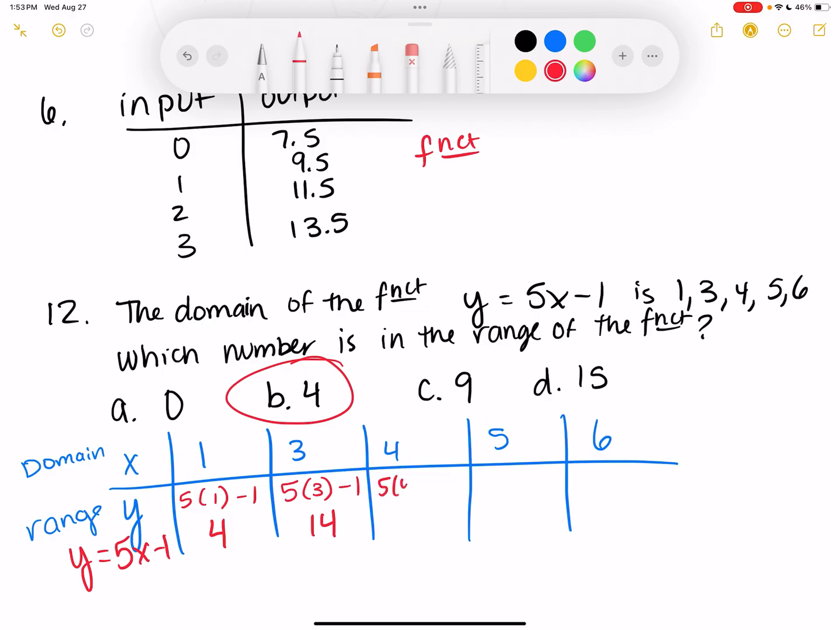5 times 4 minus 1 is? 13. 5 times 5 minus 1? 24. And 5 times 6 minus 1? 29. So, like I said, you don't necessarily have to write out showing the number that you're plugging into the equation because you have the equation here, but I'm just doing it for reference for us for right now.